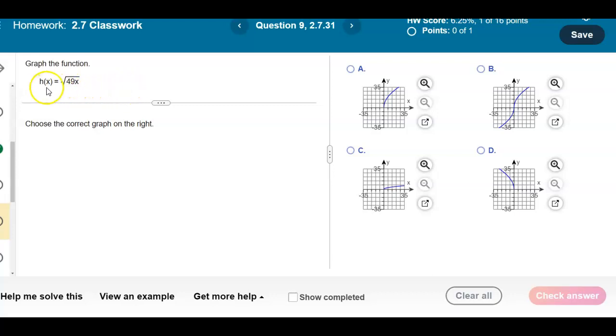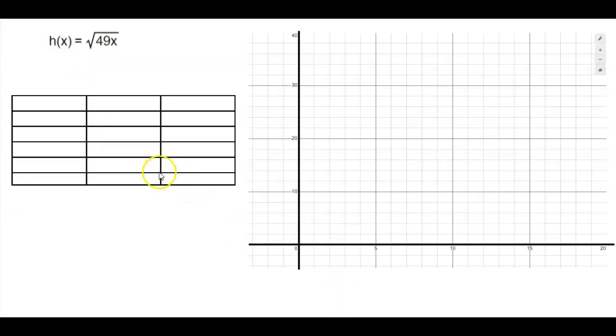Here we want to graph the function h of x, which is equal to the square root of 49x. Okay, so first let's go ahead and graph it and then talk about the parent function for this. So we're going to create a table just to see what happens. So we have x as our inputs, and we have h of x, which is equal to the square root of 49x.